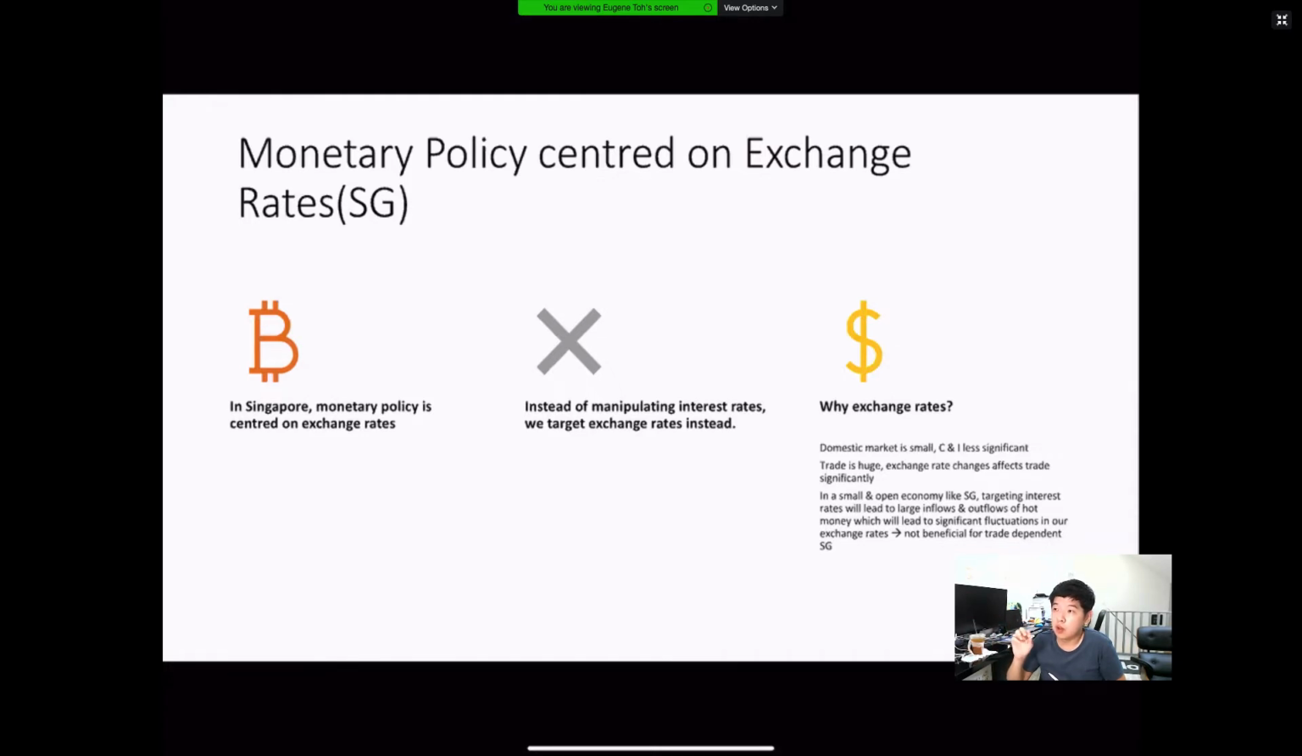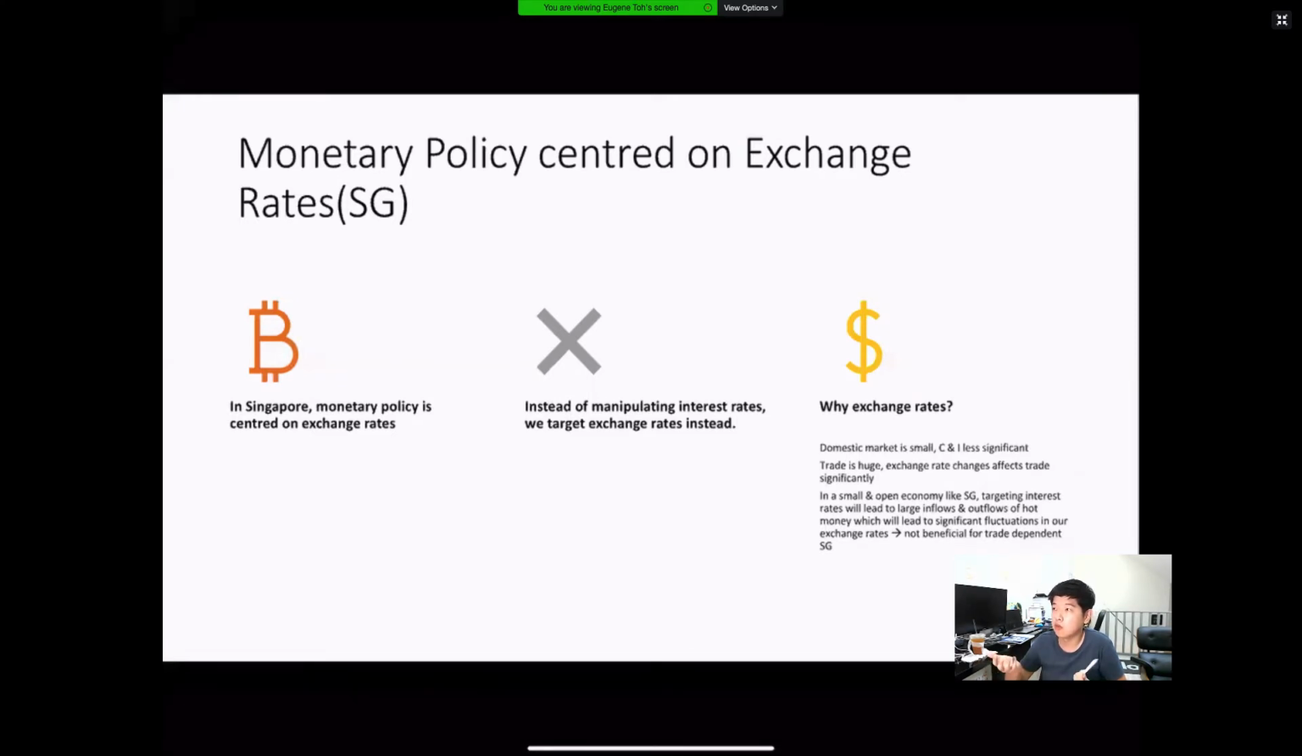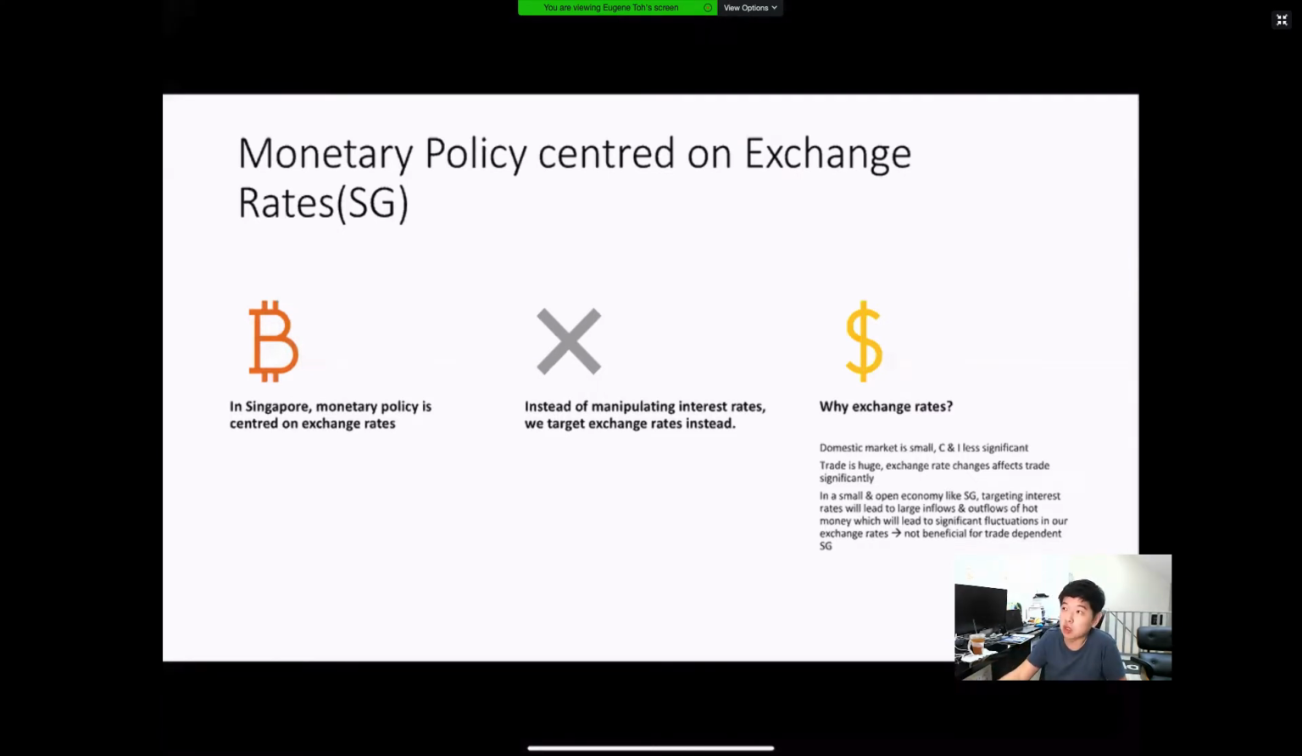So when we talk about monetary policy, 99% of the time we are talking about changing interest rates. You read any economic textbook, you're talking about any country in the world, 99% of the time when you're talking about monetary policy, you're talking about interest rates monetary policy. But you know Singapore is always the odd one. We are always out of the norm. When we talk about Singapore, monetary policy is not interest rates. It is the exception to the norm. We don't talk about interest rates.